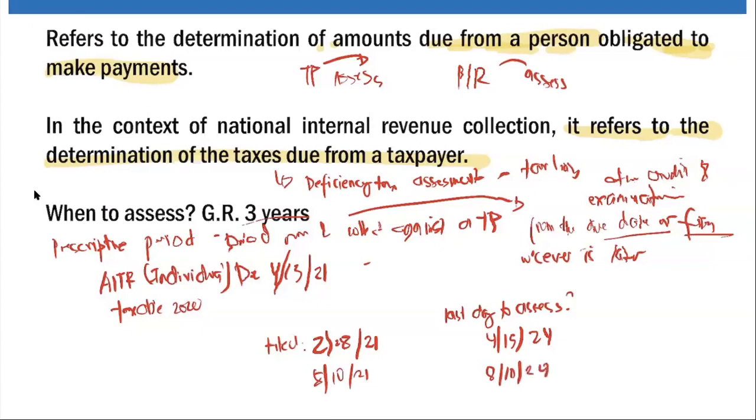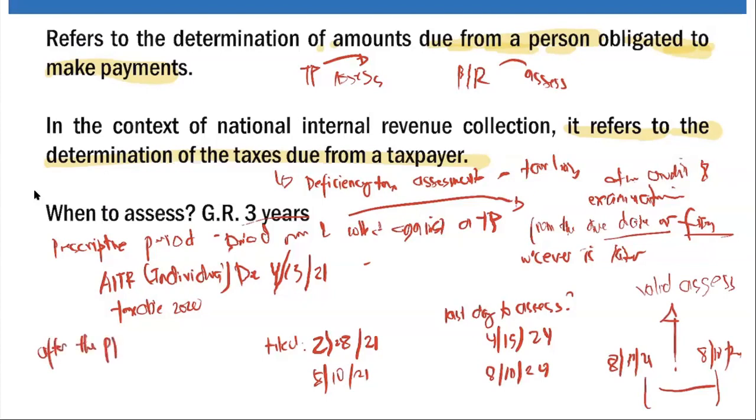August 10 versus April 15, which is later? August 10. 3 years, 2024. So you can only assess from August 10, 2021 until August 10, 2024 because this is the valid assessment period. If you assess after the prescriptive period, it becomes an invalid assessment.